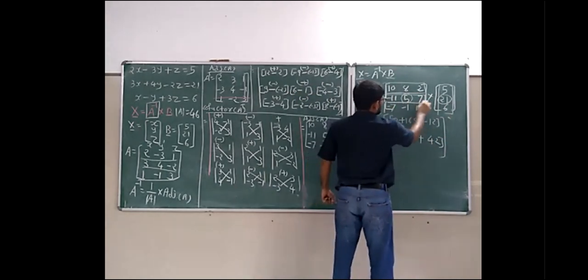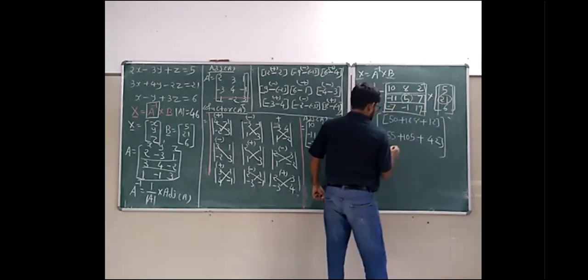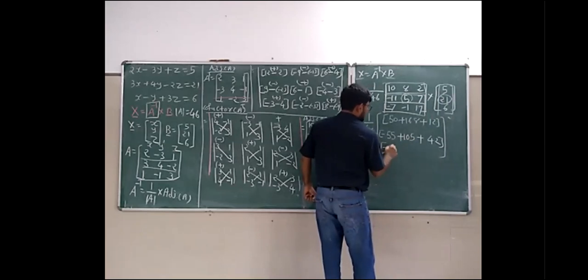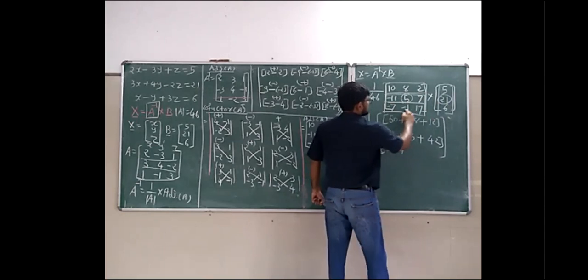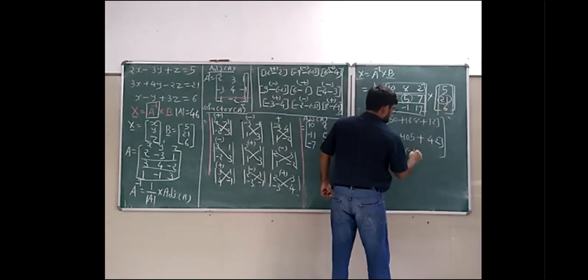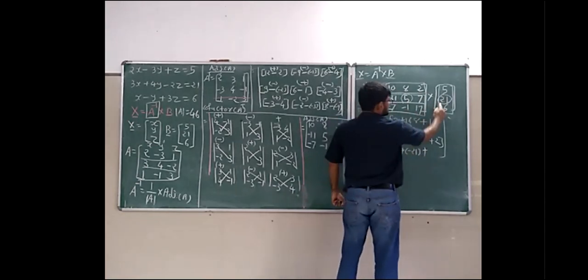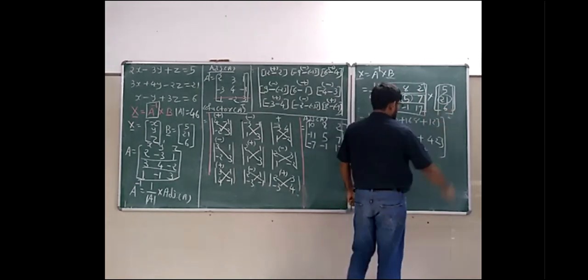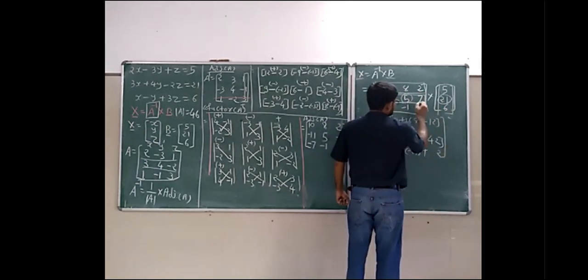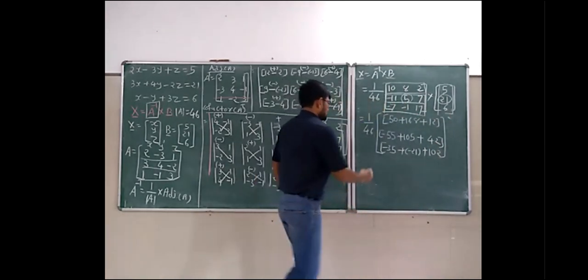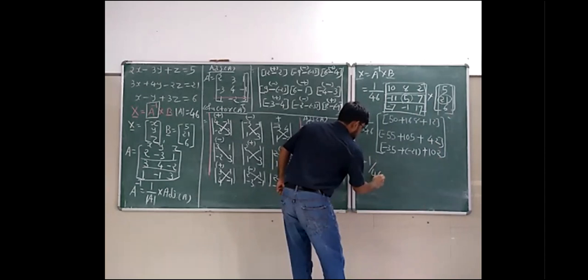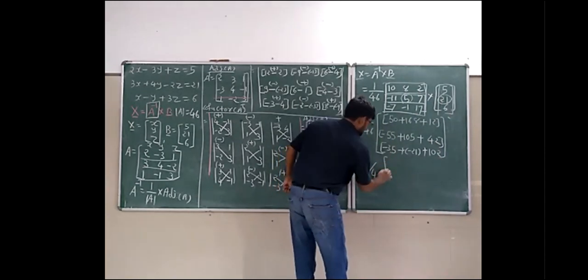Then use the third row. First into first, 7 into 3, 35. But minus, because plus minus, minus. Plus, minus 1 into 21, minus 21. Because plus minus, minus. And 17 into 6, 102. Okay, 1 upon 46 as it is. Now please add all these values first.